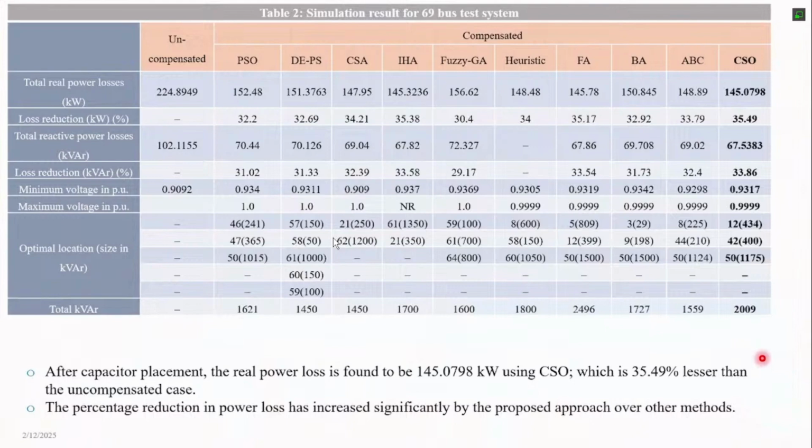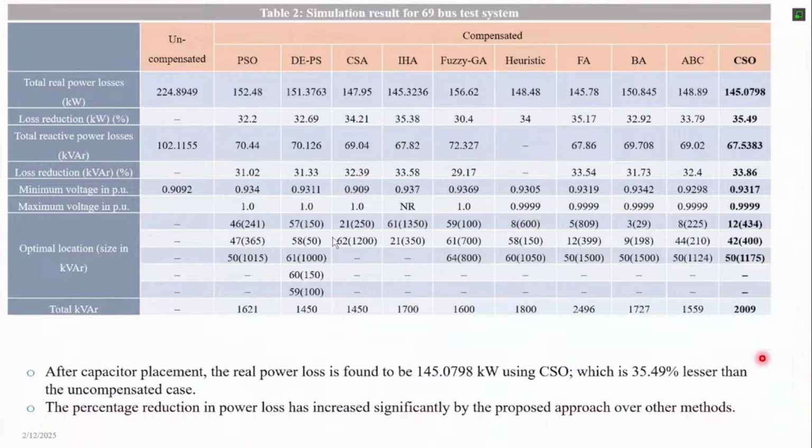But when we use PSO or any other algorithm, the losses have been reduced a lot, in the range of 30% reduction. With the help of PSO, it comes to 152.48, and its best locations and corresponding solution are shown, where the capacitor is supposed to be placed. Similarly, if we go for DEPS, they have chosen 6 locations and their corresponding values are shown over there.